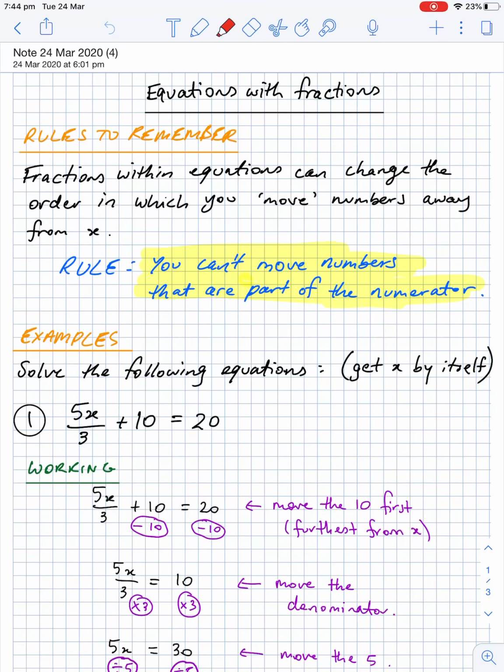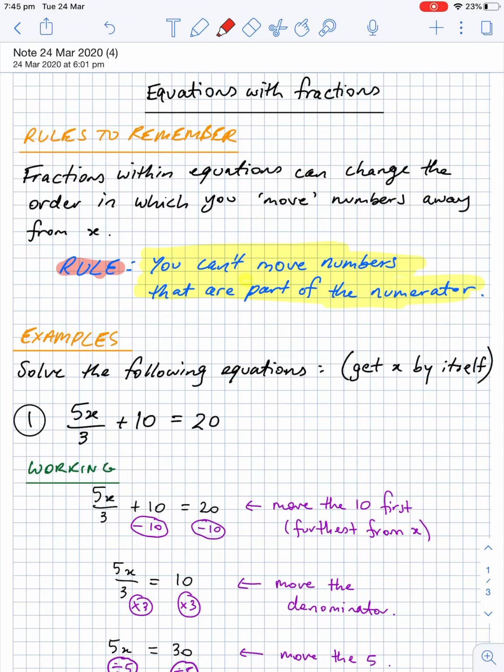So first up, when you're dealing with fractions within equations, you need to be careful with the sort of fraction that you're dealing with, because it does change the order in which you move numbers away from x. Okay, so that probably doesn't make sense just from that sentence, but let's give it a try.